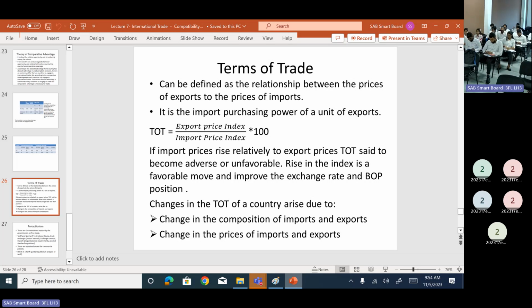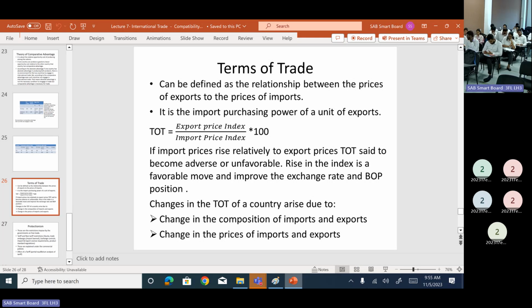We calculate the terms of trade as the export price index divided by the import price index. That is the purchasing power of a unit of export. So if there is an improvement in the terms of trade, it will affect the balance of payments and the exchange rate as well, and give a favorable effect on the balance of payments.